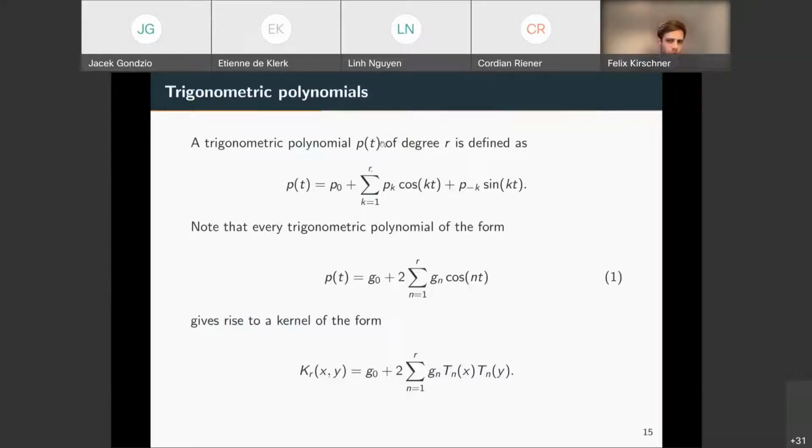A trigonometric polynomial P(t) of degree R is simply something that we can write this way. It's P0 plus the sum from k=1 to R of P_k cosine of k t plus P_{-k} times the sine of k t. Now, why is that interesting to us, or why do we need them? The interesting fact is that every trigonometric polynomial of this form, where we have no sine terms basically, will give rise to a kernel of this form, right? And these are kernels that we can use.